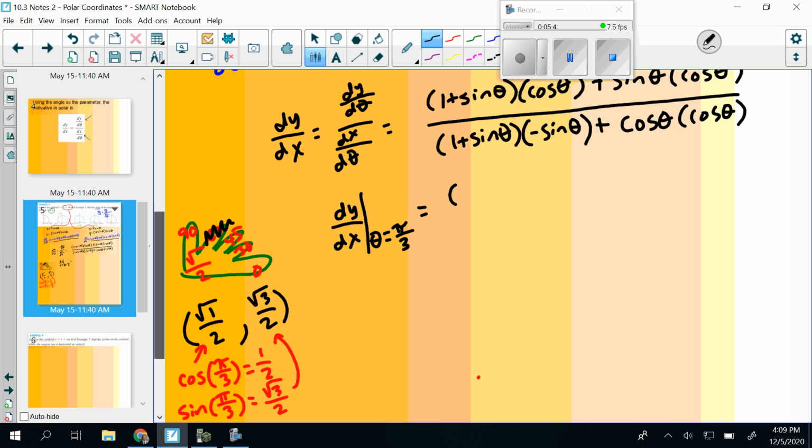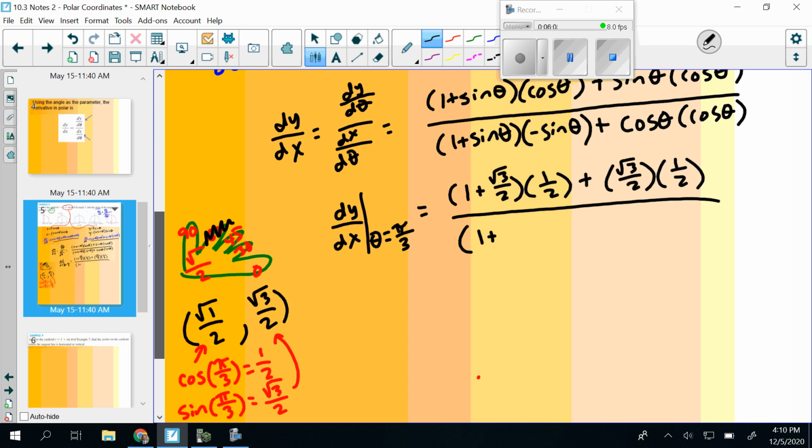So this is going to end up being 1 plus sine of pi over 3, which is square root of 3 over 2. The cosine value is going to be half. Here, sine, again, is square root of 3 over 2, and cosine value is half. On bottom here, we're going to end up with 1 plus square root of 3 over 2. This is a negative sign, so that's going to turn out to be negative square root of 3 over 2. Plus, and both of these are going to end up being half.